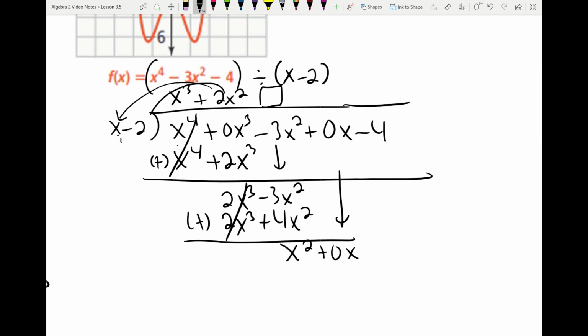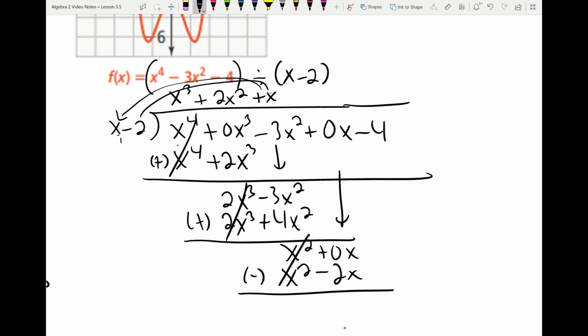So now what times x is x squared? That would be x, positive x. And then x times negative 2 is negative 2x. We're subtracting, so we've got a double negative, so that's a positive. So this is 2x. Bring down the minus 4.